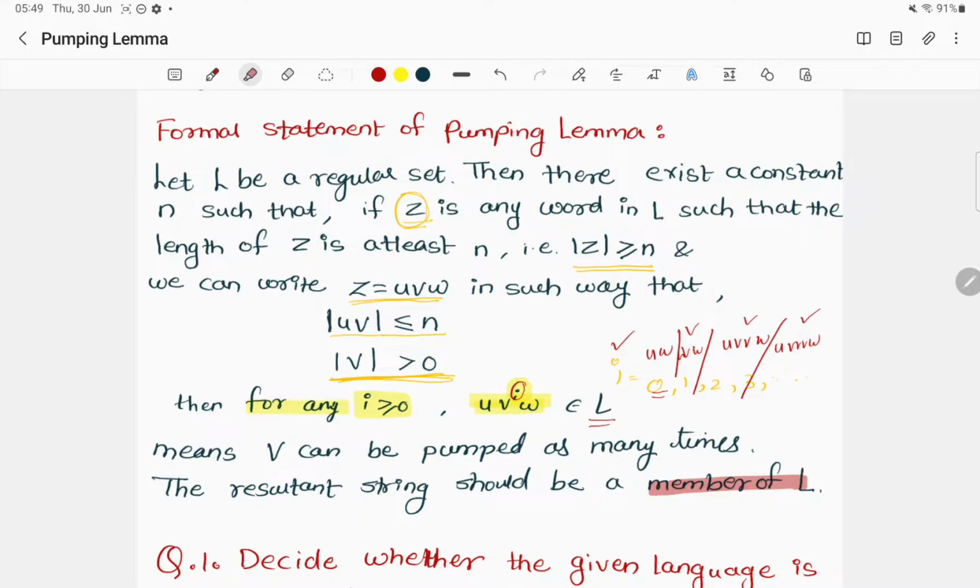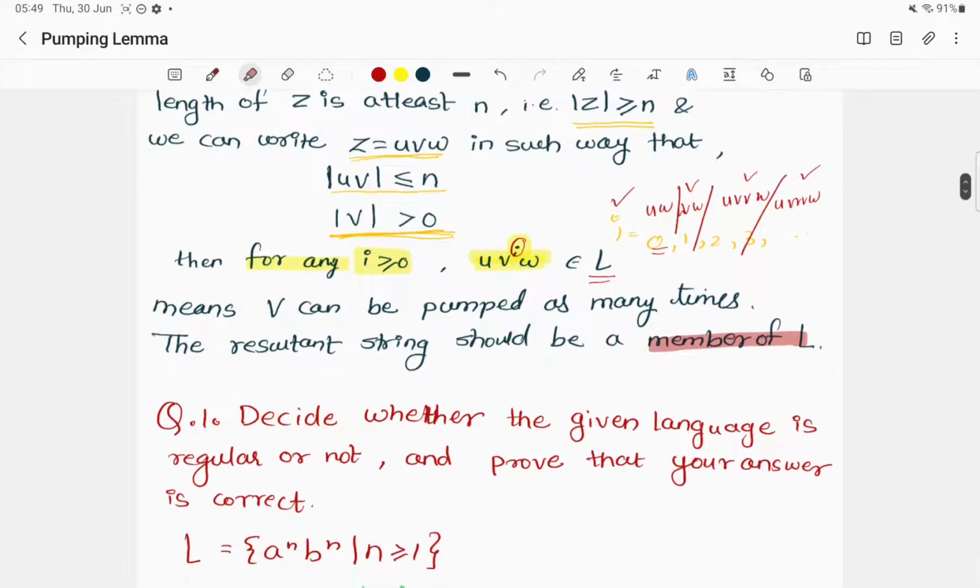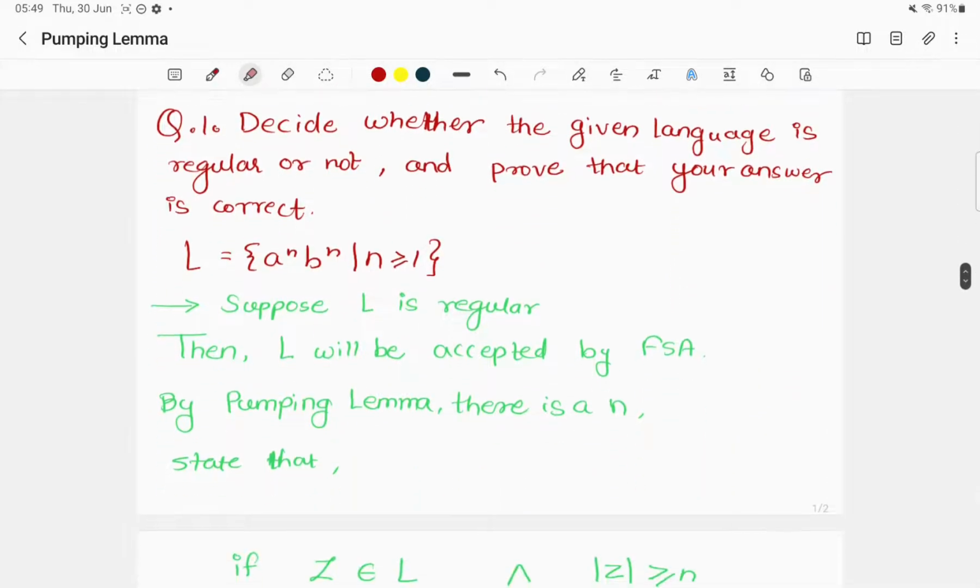Now let's go ahead and understand with an example. Here is an example given to me: decide whether the given language is regular or not. The question will ask me if a language is regular or not, and if I say yes or no, then I have to prove it. How can I prove it? With the use of the pumping lemma, and prove that your answer is correct. That means I have to use the pumping lemma.